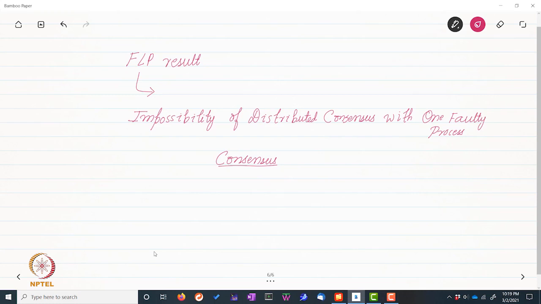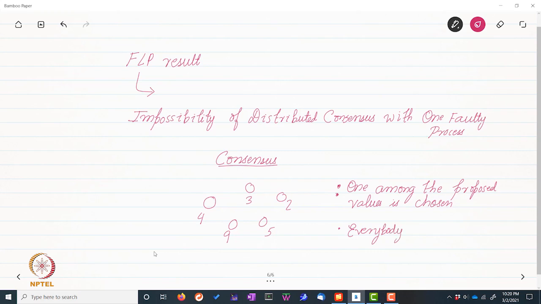So consensus basically means that there are a set of processes and each process proposes a value. So let's say that they propose an integer. One of these circles, which is a process, proposes 4, then 9, let's say 3, 2 and 5. So consensus says it has two properties. The first property would be that one among the proposed values is chosen. So it cannot be a separate value. Okay, so one among them is chosen. And the second one is that everybody agrees. So this can be thought of as an agreement problem as well. Something that everybody agrees on.